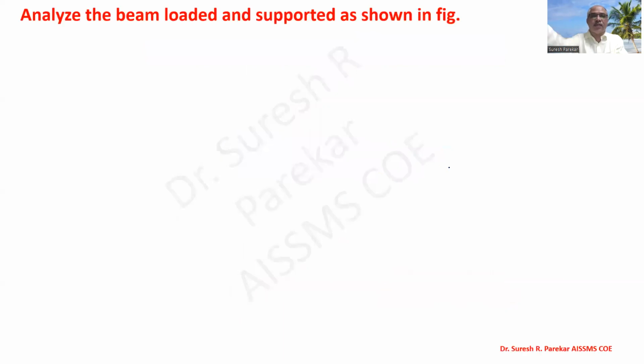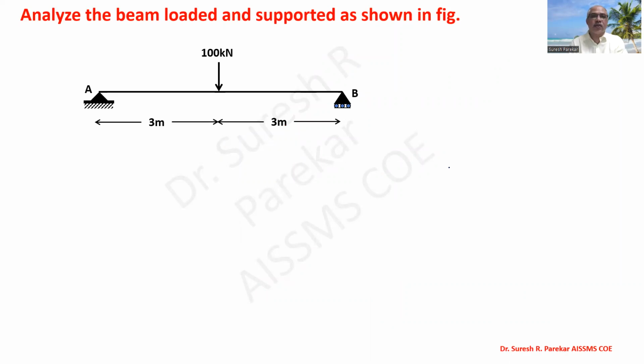So now we have the first beam. Analyze the beam loaded and supported as shown in the figure. We have beam AB with a 100 kilonewton load at the center. Support A is simple, support B is roller. Now this is the given beam.